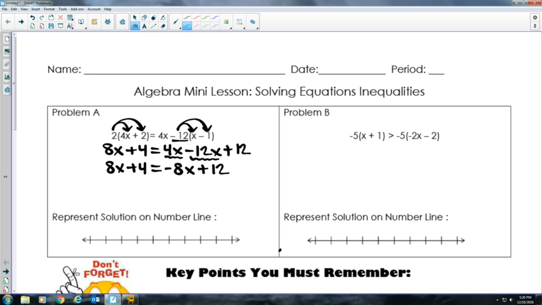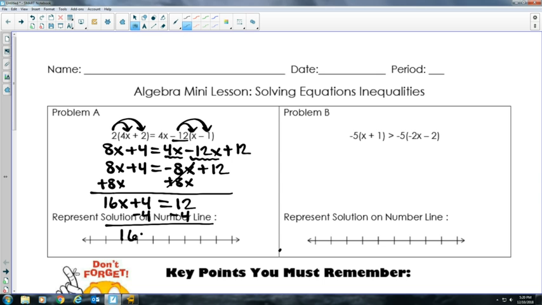Okay, now you need to move all of your variables to one side of your equation. I'm going to add a positive 8x to both sides so that these cancel. 8x plus 8x is 16x plus 4 equals 12. Now I'm going to move all my integers. I subtract 4 from both sides. So now I have 16x equals 8. Divide by 16. And x equals 1/2.